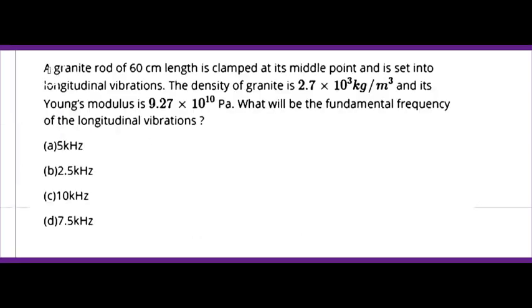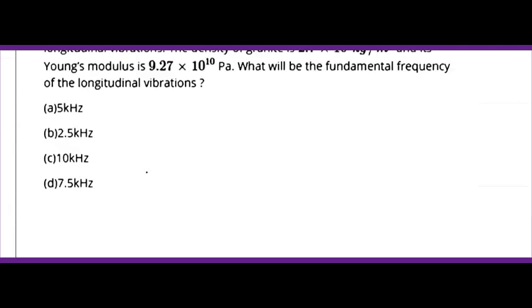Hello students, today our question is: a granite rod of 60 centimeter in length is clamped at its middle point and is set into longitudinal vibration. The density of granite is 2.7 into 10 power 3 kg per meter cube, and its Young's modulus is 9.27 into 10 power 10 Pa. What will be the fundamental frequency of the longitudinal vibration? We have options A, B, C, D given here. So we have to calculate the fundamental frequency here.